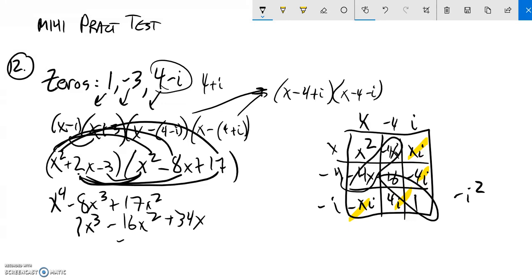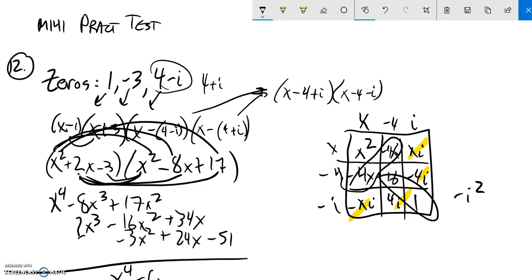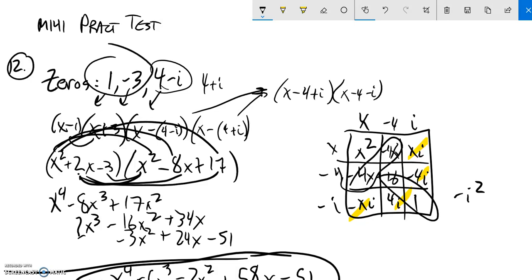Then I'm going to distribute that negative 3. Negative 3x squared plus 8 times 3, 24x, and then 3 times 17, and it's going to be negative 51. Go to combine up some like terms, and I get x to the 4th minus 6x cubed minus 2x squared plus 58x minus 51. And there it is. And I could plug it in my graphing calculator, and I would at least be able to see those.